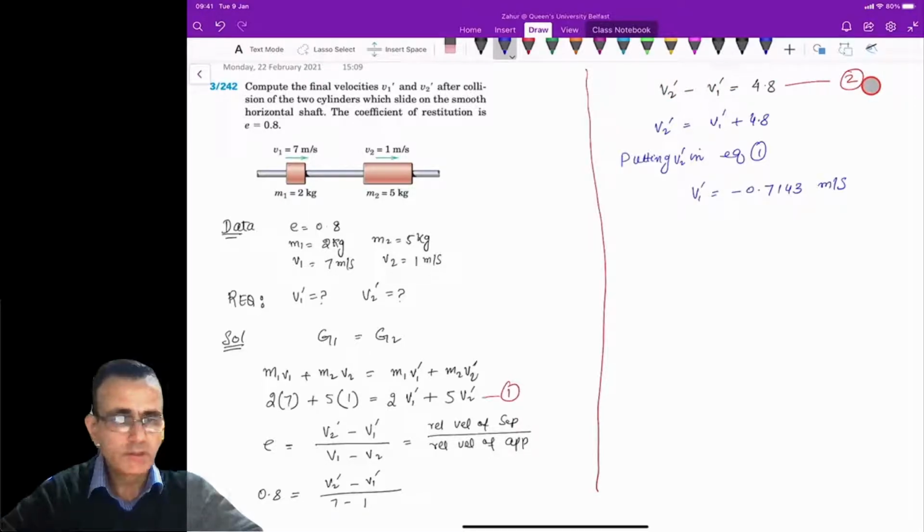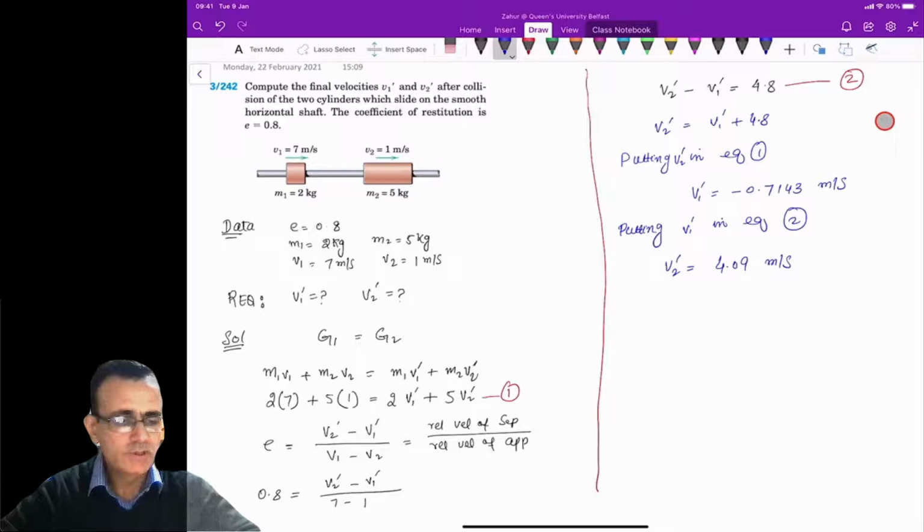And if you then put v1 dash in this equation here, which is your equation 2, so now you can say that putting v1 dash in equation 2, you will get v2 dash, which will be 4.09 meter per second.